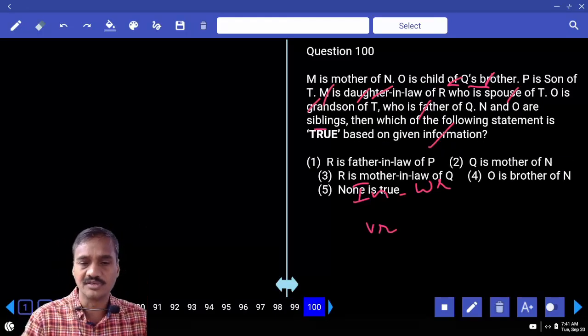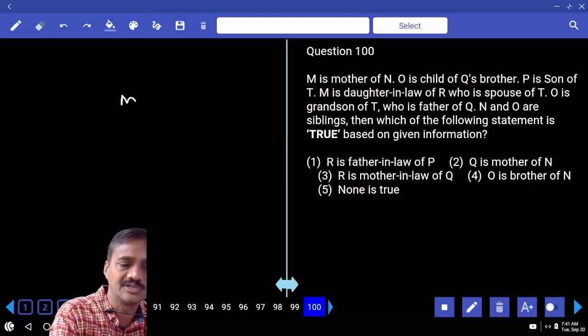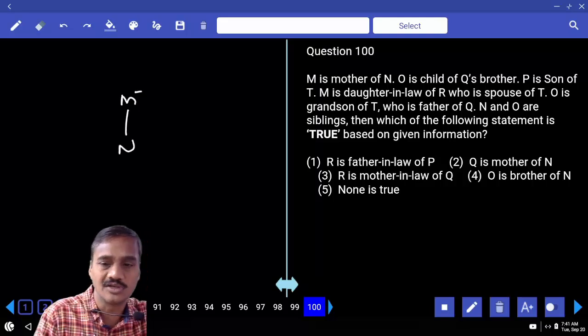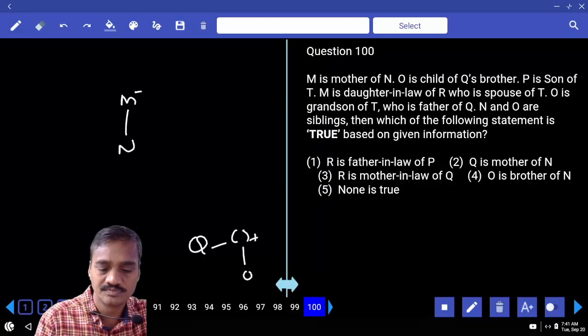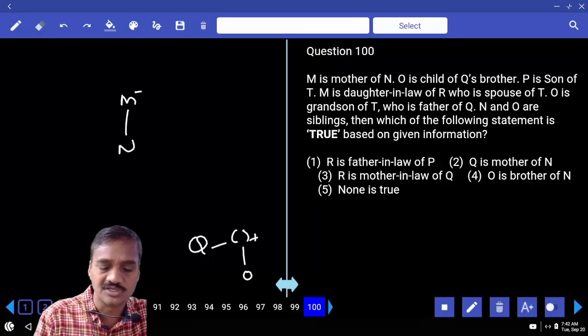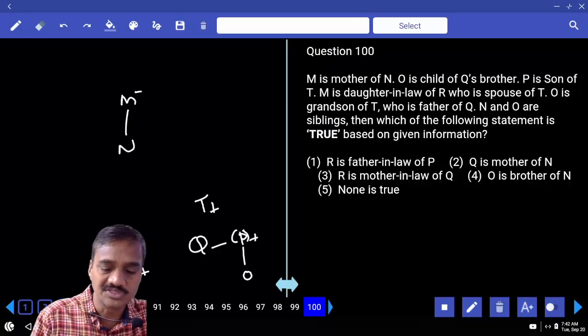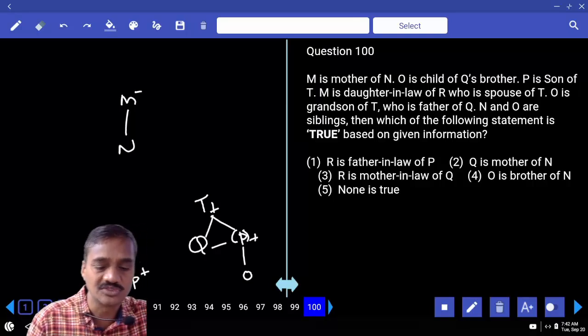And finally 100, blood relation. One question based on this one. M is the mother of N can be written like this. And O is the child of Q's brother. Now Q is here, Q is having a brother and brother's child is O. And P is the son of T. T is the father of Q, and P is the son of T. P ఇక్కడ తీసుకోవచ్చా? This is one such possibility. P ఇక్కడైనా ఉండొచ్చు, ఇంకో బ్రదర్ అయినా ఉండొచ్చు Qకి.